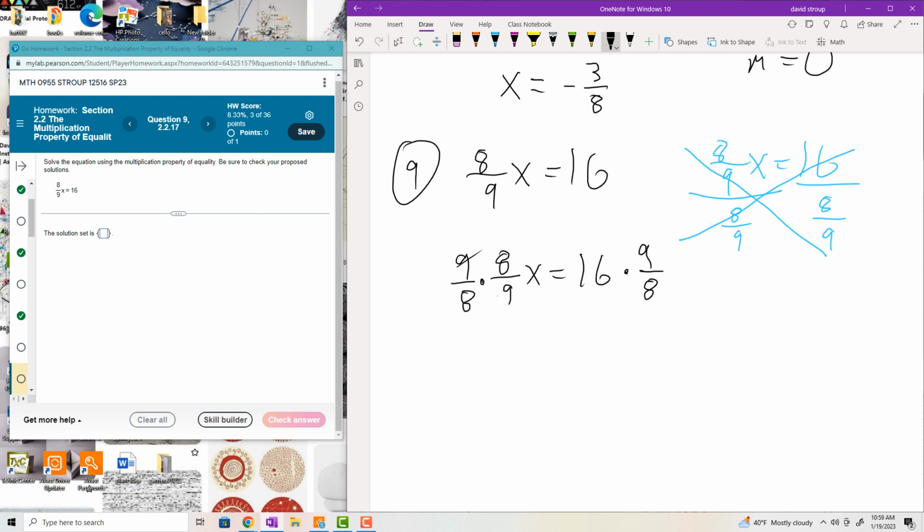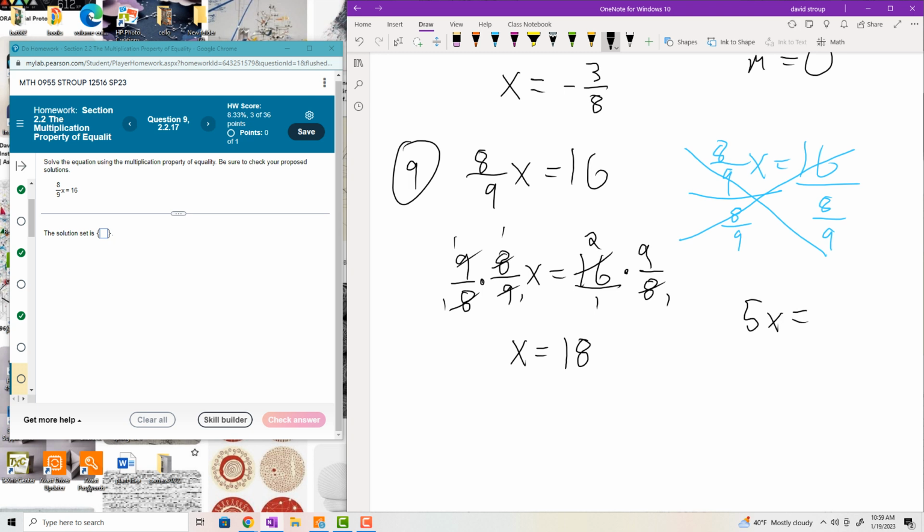So I have these guys, 9 over 9 is the same as 1 over 1. 8 over 8 same as 1 over 1. So you get 1 times x, basically all over 1. That's just x. And then on the right, we can do some simplification. So 16 over 8 is the same as 2 over 1. Multiplying straight across, then you have 18 over 1, which is just 18. Okay?